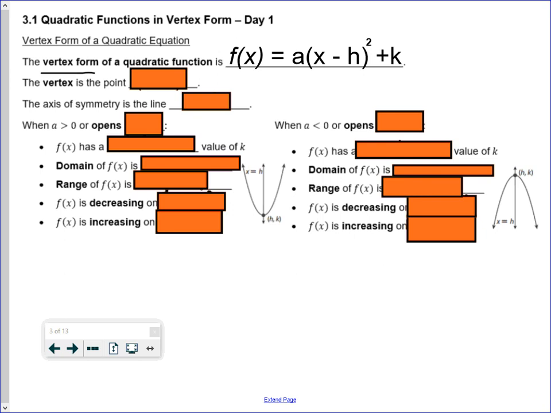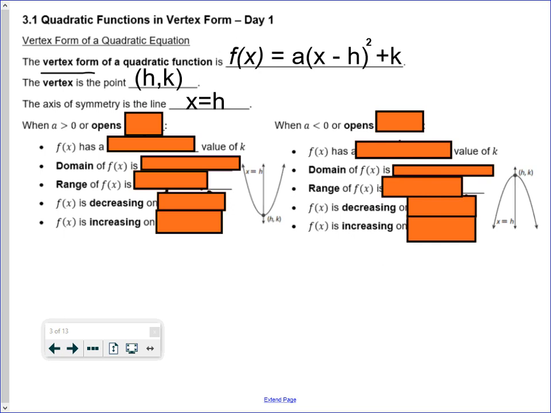All right, our vertex is still going to be (h, k). The axis of symmetry, remember, is the line that cuts the graph in half. The vertex is in the middle of the whole graph. So that means the axis of symmetry is going to be the line that goes through the vertex. So it's going to be x equals h.